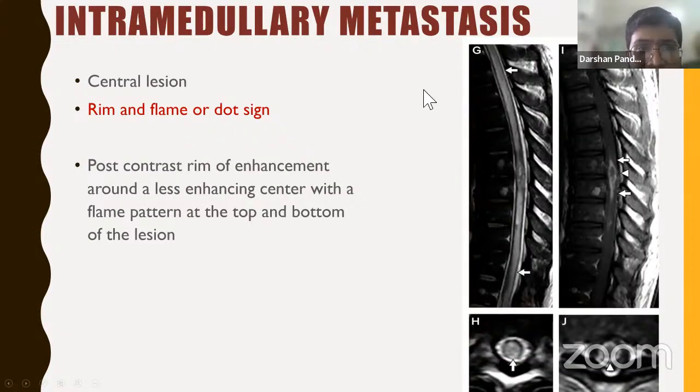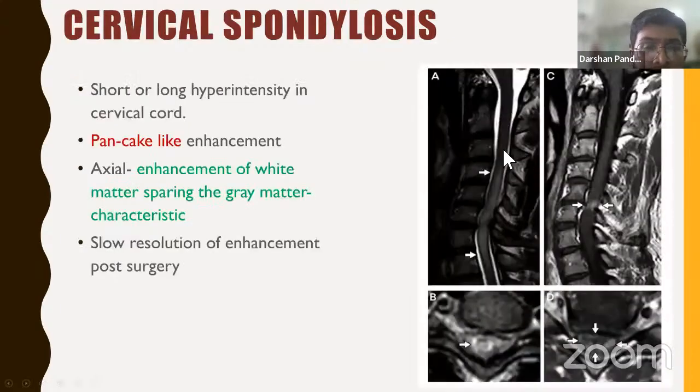In metastasis, there's a central lesion. Here you can see a post-contrast rim of enhancement around a less enhancing center, with a flame pattern above and below the lesion. That is quite characteristic of metastasis. In spondylosis, there can be short or long hyperintensity. It can be a pancake-like enhancement, where width and height are equal. In the axial, there is characteristic enhancement of white matter sparing the gray matter. It's quite characteristic, and there is slow resolution of enhancement post-surgery.